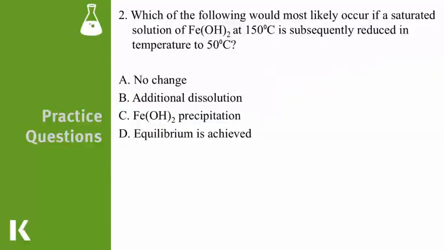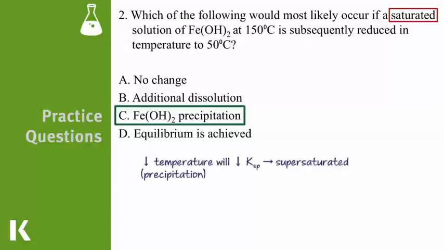Let's try a conceptual MCAT problem. What should happen if you cool a saturated solution of iron 2 hydroxide? Precipitate formation is the most likely thing to happen with the temperature drop to a saturated solution. Changing the temperature will change the KSP, and KSP for solids varies directly with temperature, so lower temperature will lower KSP, making this saturated solution now supersaturated, as the ion product would now be above KSP. Supersaturated solutions tend to precipitate in order to reach equilibrium.